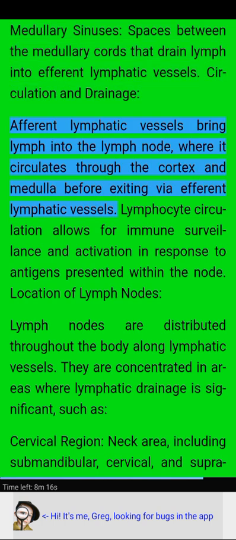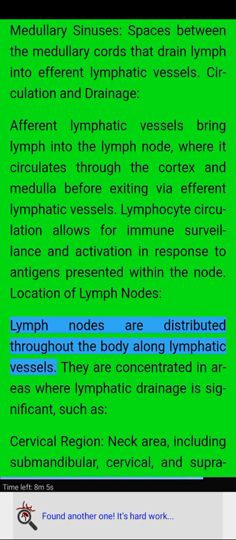Afferent lymphatic vessels bring lymph into the lymph node, where it circulates through the cortex and medulla before exiting via efferent lymphatic vessels. Lymphocyte circulation allows for immune surveillance and activation in response to antigens presented within the node. Location of lymph nodes. Lymph nodes are distributed throughout the body along lymphatic vessels.